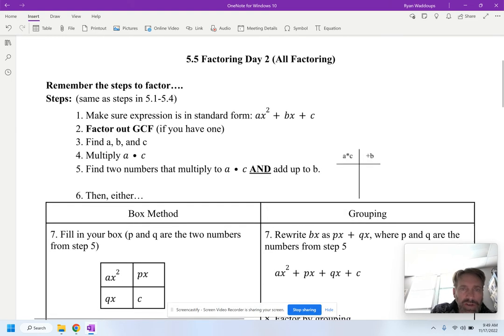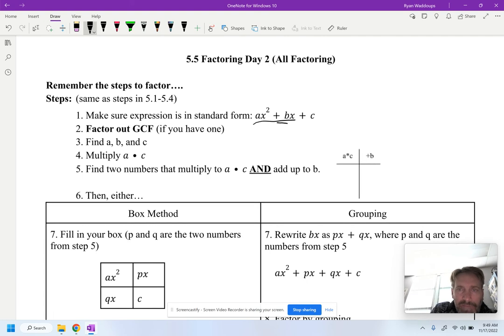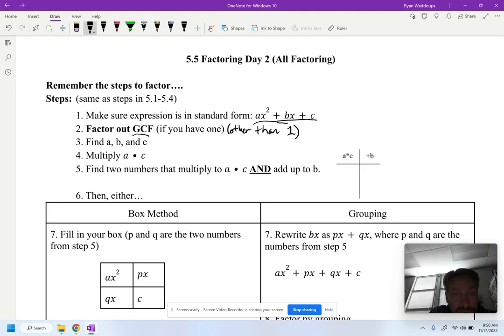Make sure your expression is in standard form, ax squared plus bx plus c. Factor out a greatest common factor, GCF, if you have one, other than 1. If there's a GCF other than 1, you want to factor that out, because they always have a GCF of 1 if they don't have something else.